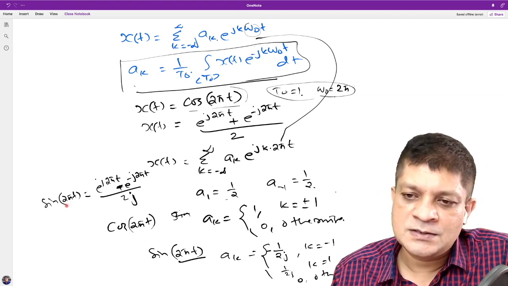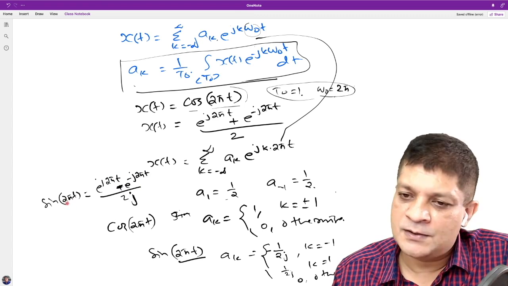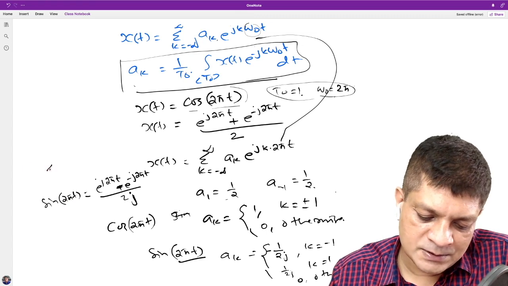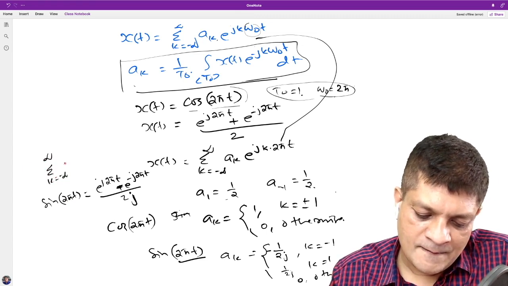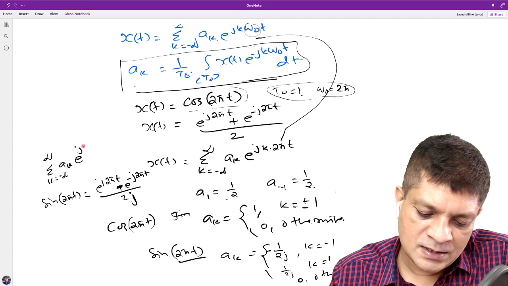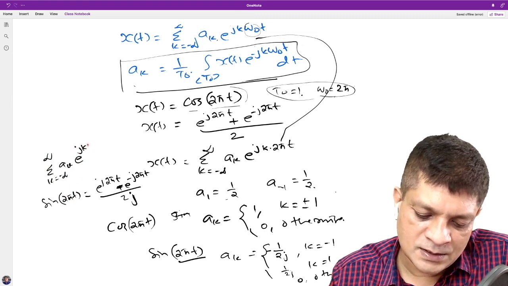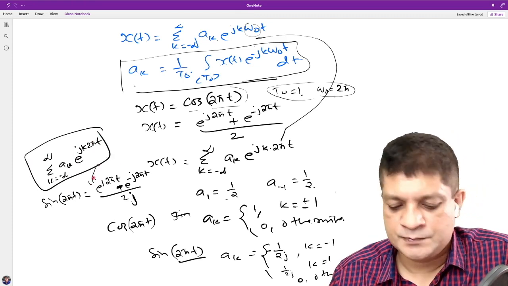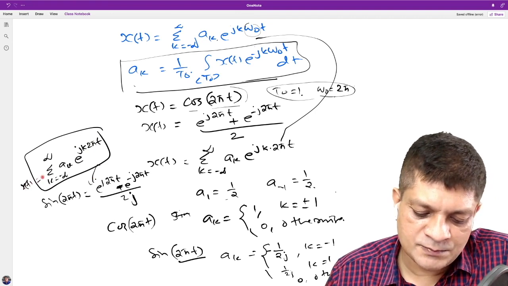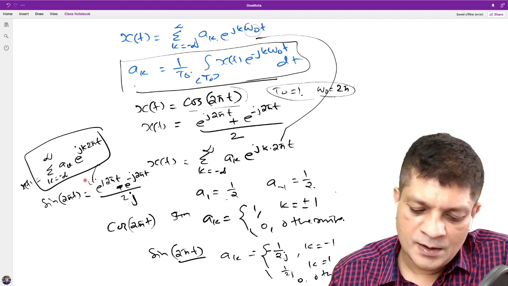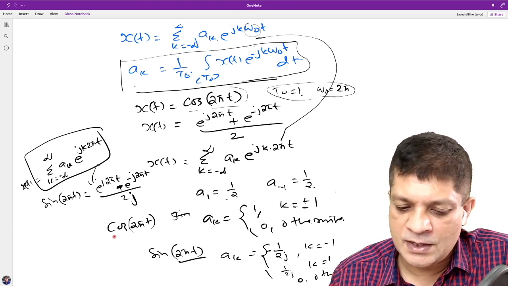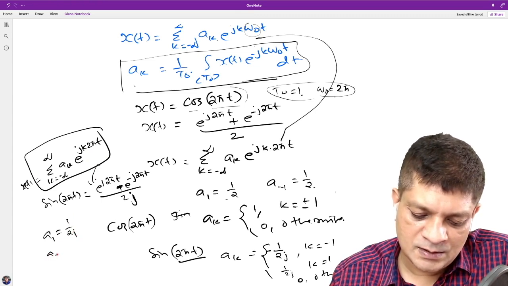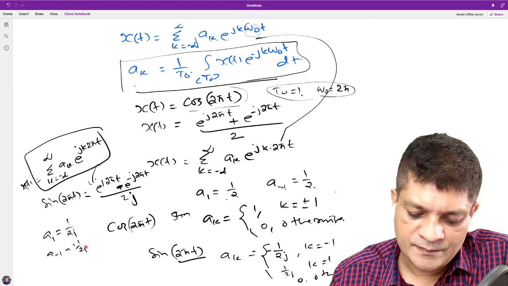Now, how to find the Fourier series representation? This is a periodic signal with fundamental period 1 and fundamental frequency 2π radians. So the Fourier series representation is summation over k of a_k e to the power j k into the fundamental frequency, that is 2π t. Now equate these two. This is also x(t) in terms of its Fourier series coefficients. Now when you equate these two, what will you get? What is a1? It is 1 by 2j and a minus 1 is minus 1 by 2j. Is it?